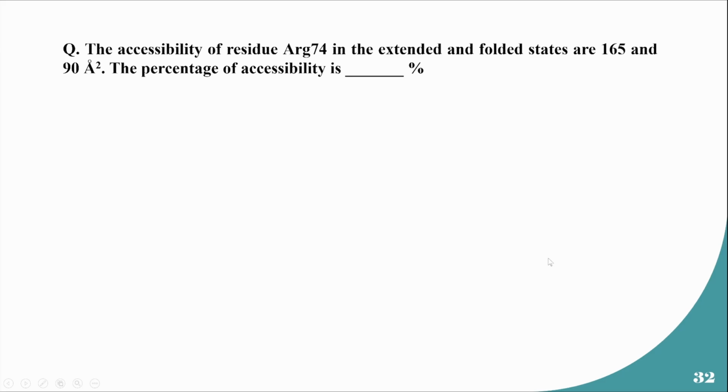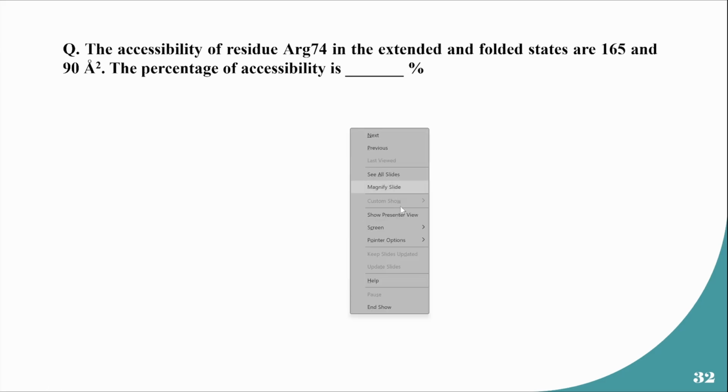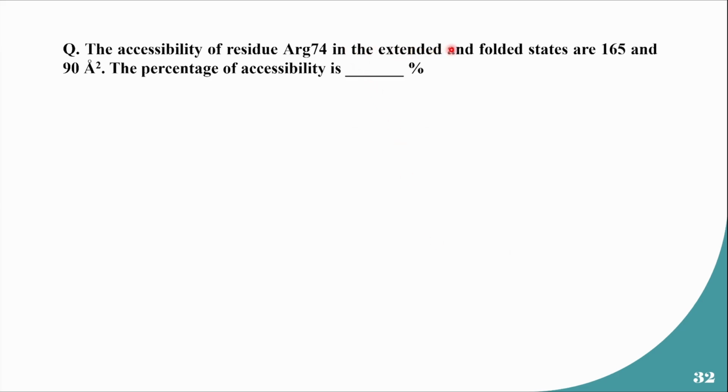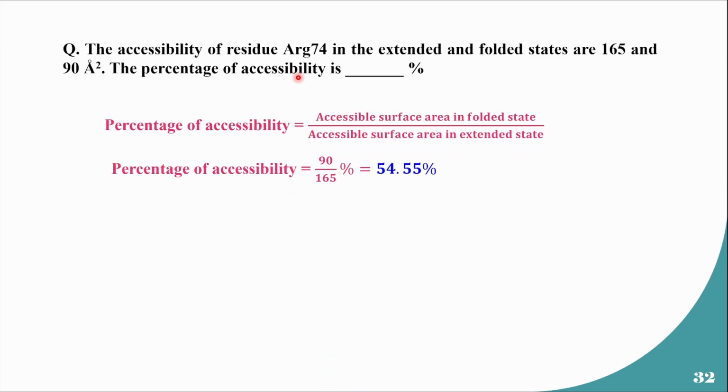So here, for example, you are asked about the accessibility of this residue, arginine 74. The extended and folded states are given as 165 and 90 angstrom square. So the solvent accessibility is being referred to here. If you are given some numeric values like this, you can calculate the percentage of accessibility using this formula. You take the accessible surface area in the folded state and the accessible surface area in the extended state, and divide the folded by the extended. Then you get a fraction, from which you get the percentage by multiplying with 100. I think I have missed the times 100 here, but you can get the percentage using these sorts of formulas, right? So it is 54.55.